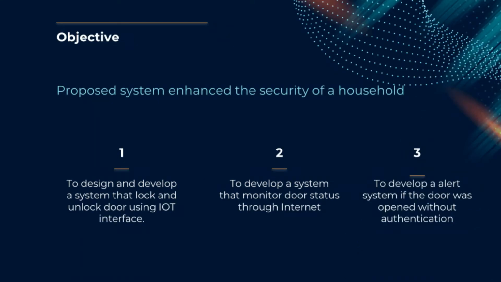Next, I will present about the objective. This proposed system helps to enhance the security of a household. Furthermore, users won't have to worry about the problem of losing keys since users lock and unlock the door with their phone. The objective of this project is to design and develop a system that locks and unlocks the door using an IoT interface, to develop a system that monitors door status through the internet, and to develop an alert system if the door was opened without authentication.